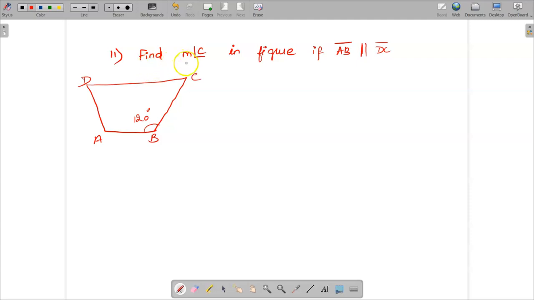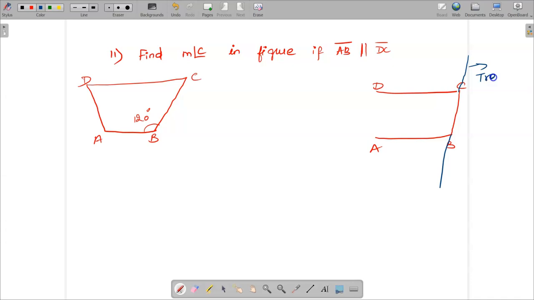So this is the problem: find the angle C in the figure if AB is parallel to DC. Okay. So again they have given that two lines are parallel, that is AB and DC are parallel, and here one of the angles, that is angle B, is given. Okay, so when you take these two parallel lines, we can consider this line as a transversal, right? Actually it is a transversal which is passing across two parallel lines.